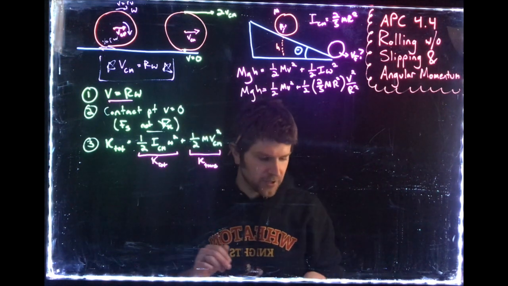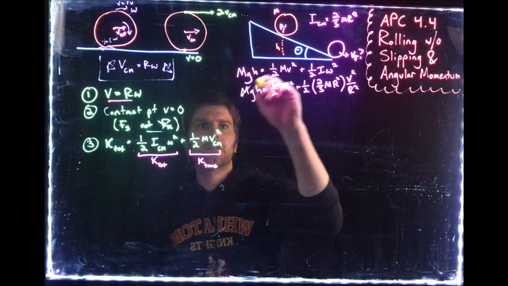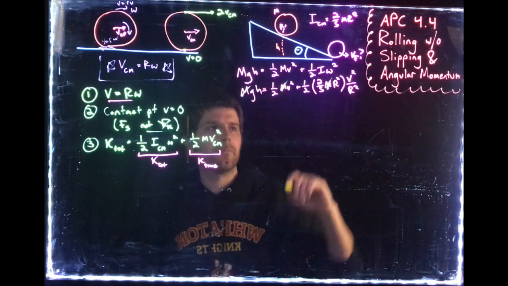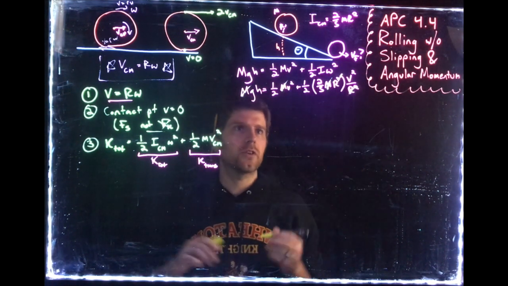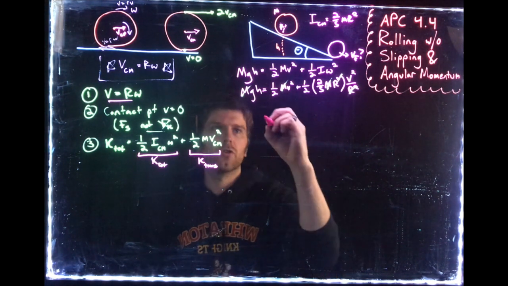All right, a couple of things are going to happen here. I'm going to cancel out all of my m's. Turns out that the mass doesn't matter. My r squareds and my r squareds go away. And it actually turns out in this case that the radius doesn't matter either, which is a little peculiar.